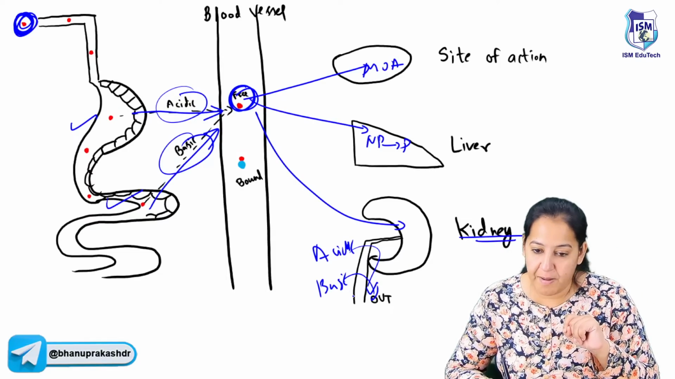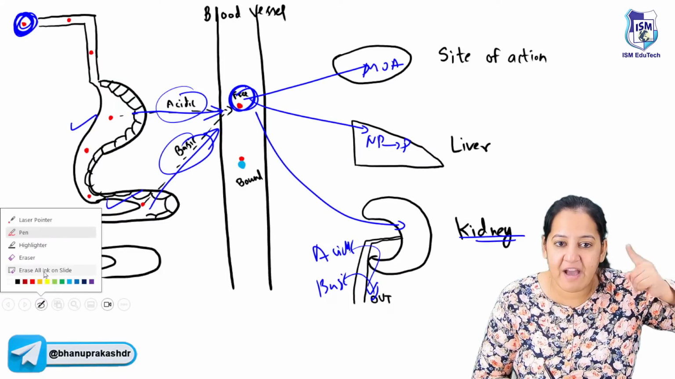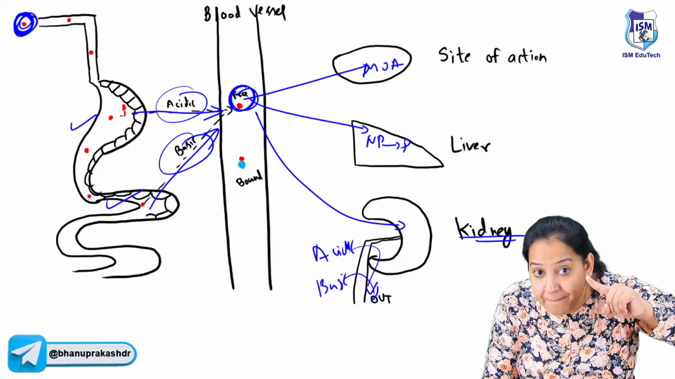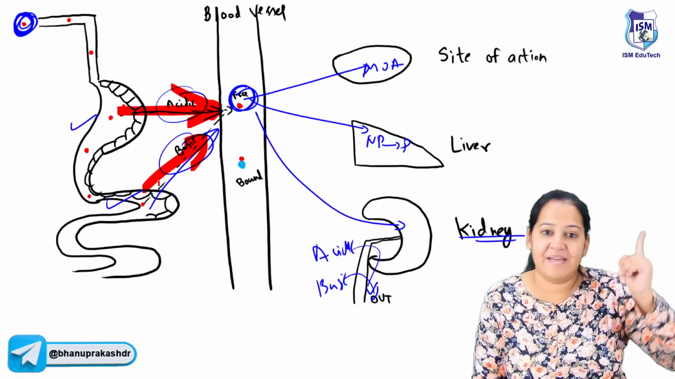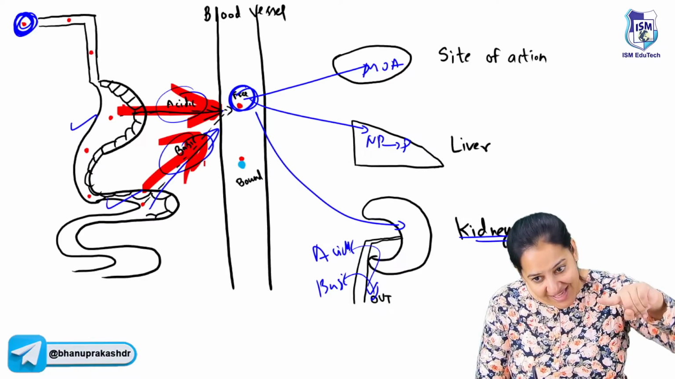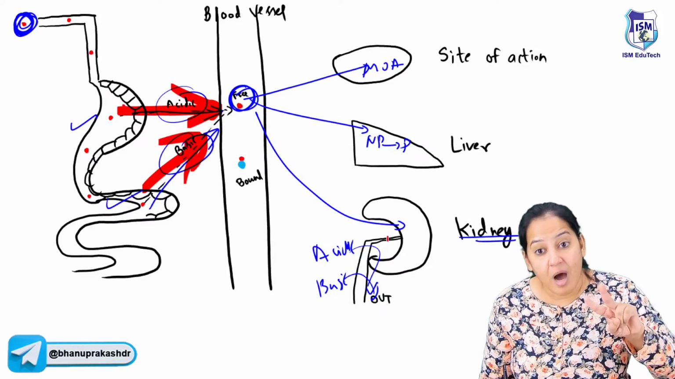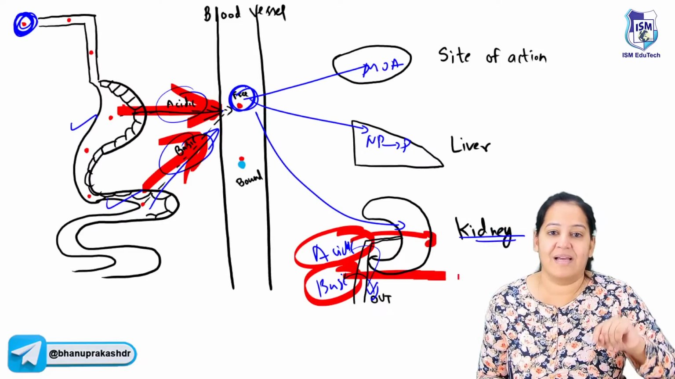Got my point? For absorption, the same medium is required. See everyone here on the screen. What I'm saying, I'm summarizing. For absorption, the same medium is required. Acidic drugs are absorbed from acidic medium. Basic drugs are absorbed from basic medium. That's why acidic drugs are absorbed from the stomach and basic drugs are absorbed from the intestine. But for excretion, the opposite medium is required. Acidic drugs are excreted in basic urine and basic drugs are excreted in acidic urine.